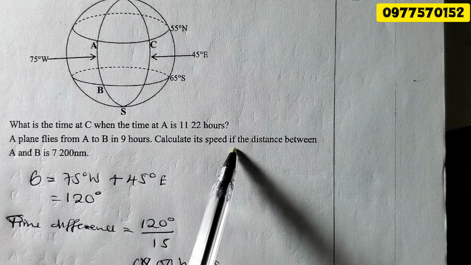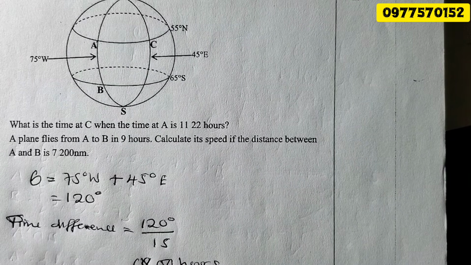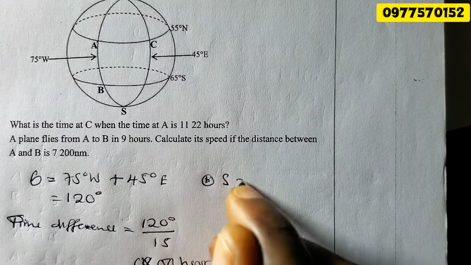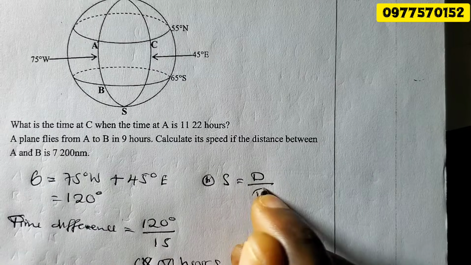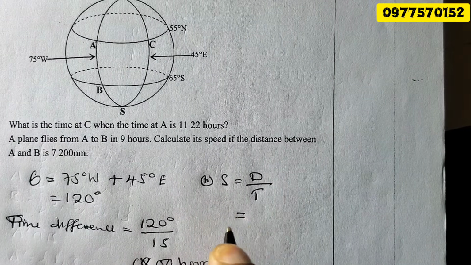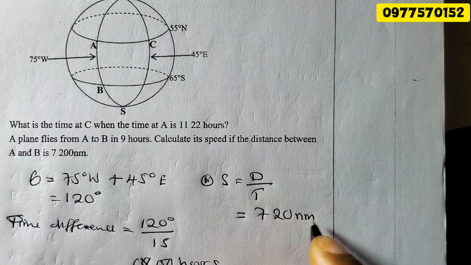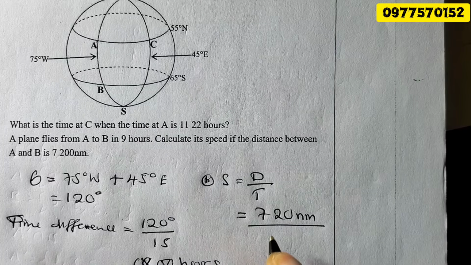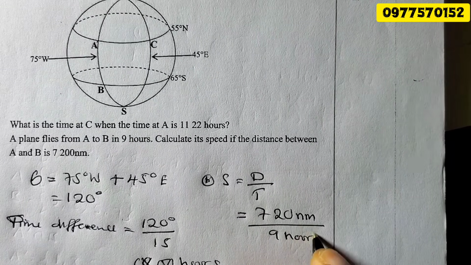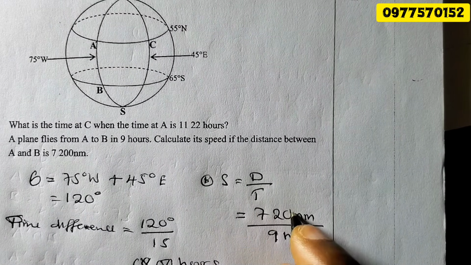Calculate its speed if the distance between A and B is 7,200 nautical miles. This is very simple. To calculate speed, speed is equal to distance covered over time taken. All right? So distance covered is 7,200 nautical miles. Then the time taken is 9 hours. Are we together? Oh, 7,200, not 720.